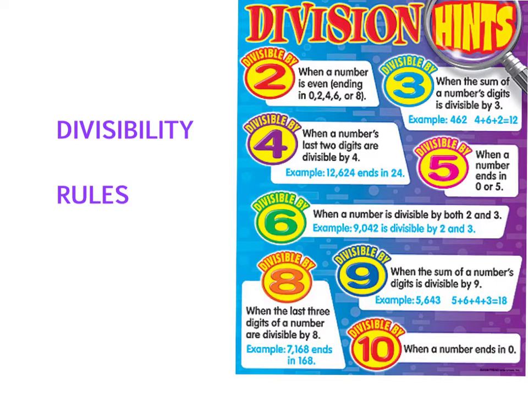The rule of 9. It says a number is divisible by 9 when the sum of its digits is divisible by 9. 5,643, the addition of these digits gives me 18, and 18 is divisible by 9. Divisible by 10, of course, all the numbers that end in 0. Keep them in mind. All year round, they are going to be useful for us.